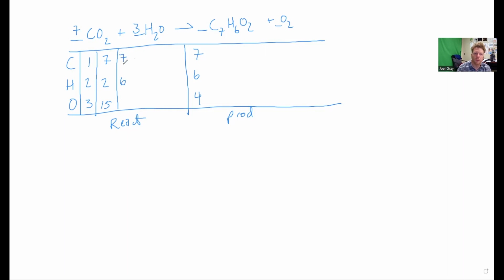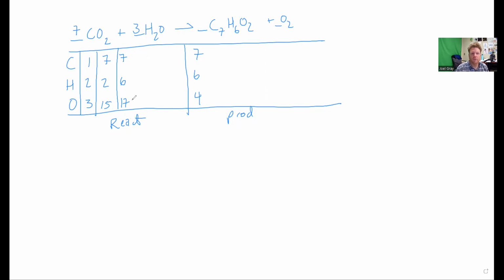I still have 7 carbons. My oxygens are also going to go up because I'm going from 1 in H2O to now I have 3 of those. So I'm going to add 2 more. That gets me to 17. So I still have this problem. I have an unequal number of oxygens on my reactants and my product side. And it's not just that they're unequal, it's that one is even and one is odd.